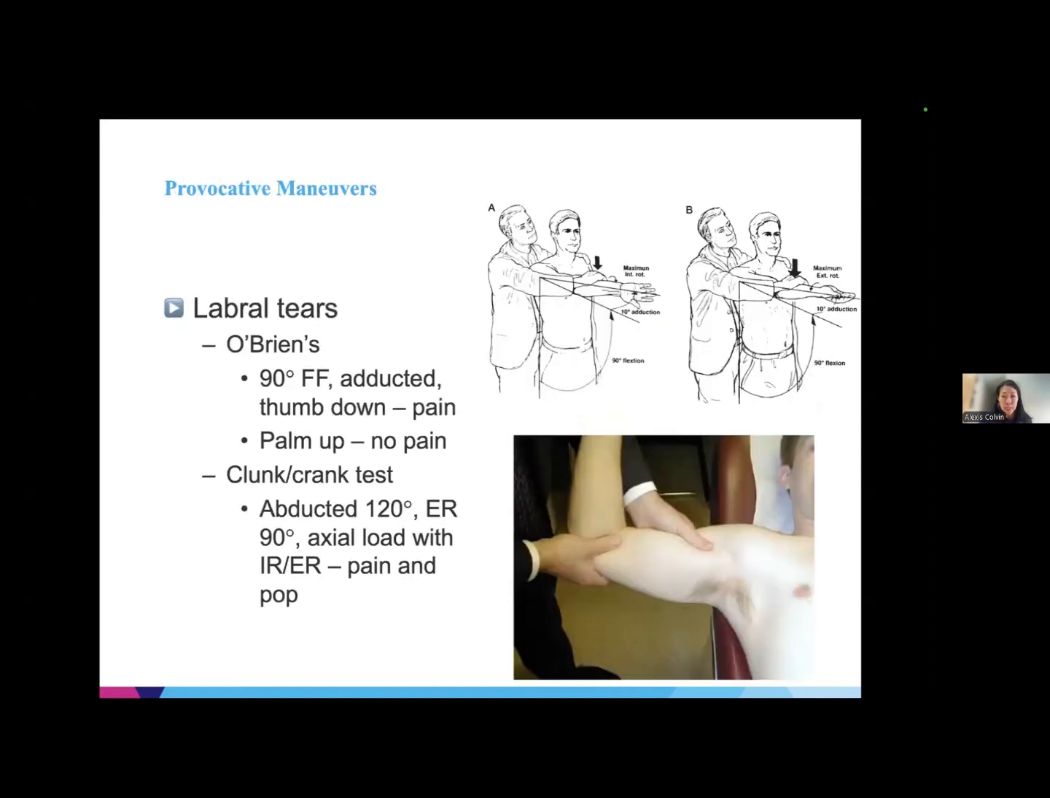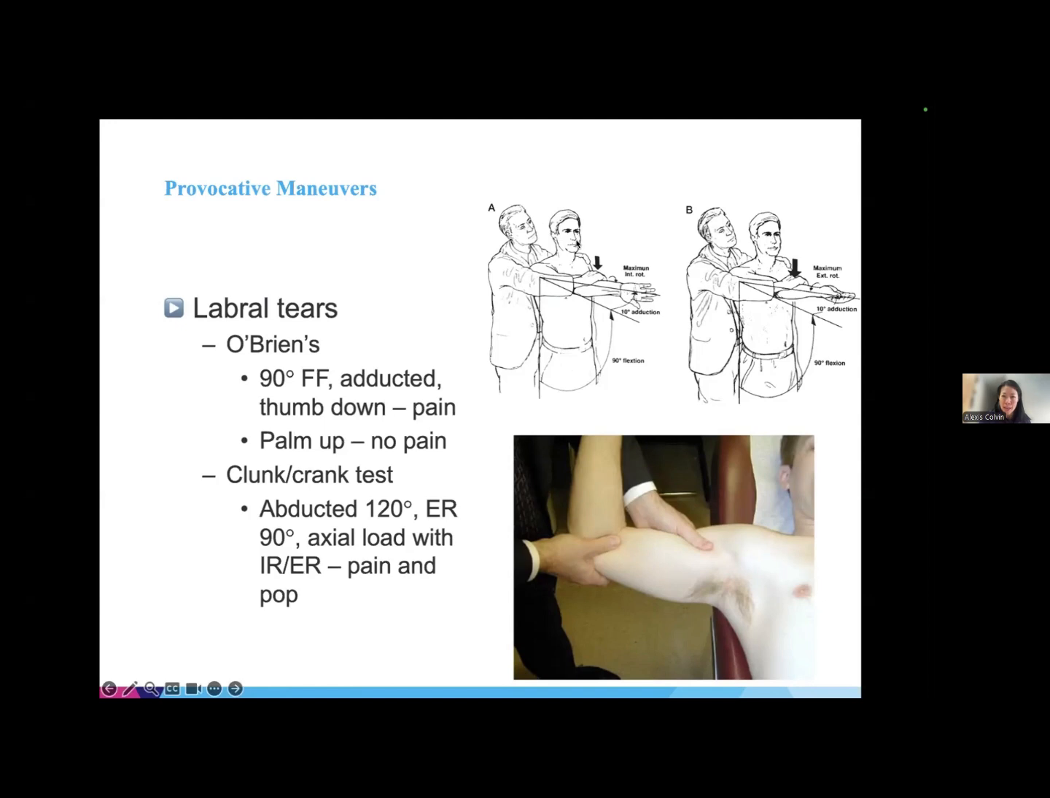Labral tears are a little more complicated to check in the office. I would say the history with this is also very vague. Probably the most common scenario we see is someone who does an overhead sport or is throwing something. But again, all bets are off when somebody has a fall, because really anything in the shoulder can be injured.